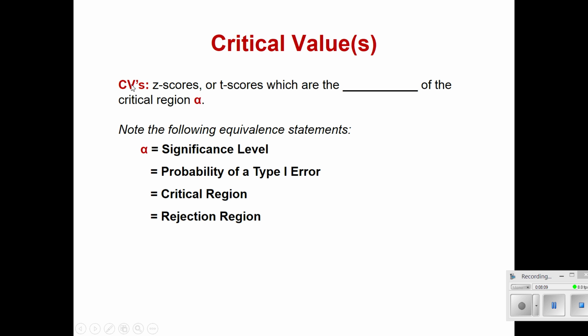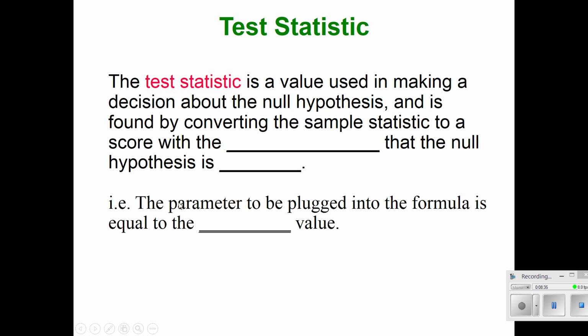So the critical value is attached to the significance level. Whereas alpha, the significance level, represents a probability and therefore an area under the bell curve, the critical value is actually a boundary, and it's attached to that critical region. And alpha also can be referred to as the significance level, the probability of a type 1 error, the critical region, the rejection region, and then you have the critical value boundary on that.